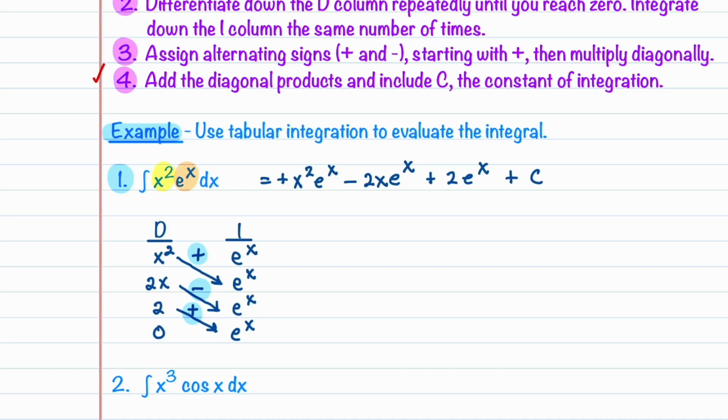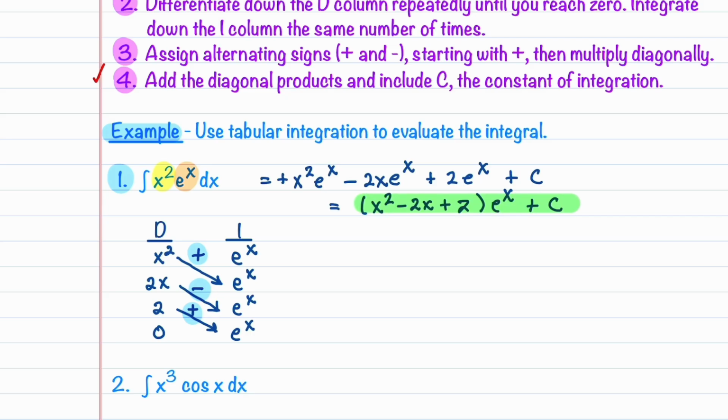Let's now factor out our common term. That is e to the x. So I'm actually going to write the polynomial first. So this is x² minus 2x plus 2 times e to the x plus our arbitrary constant.